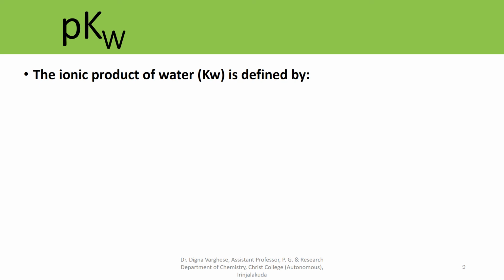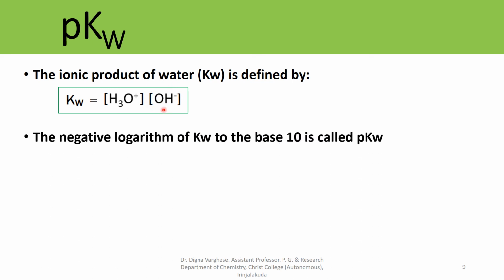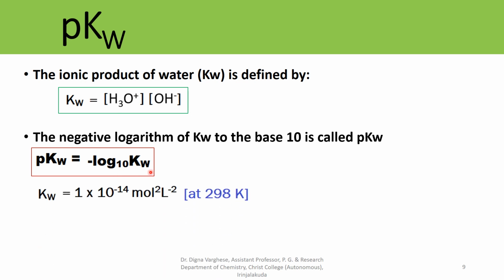pKw. The ionic product of water is defined by Kw, which is equal to the product of the molar concentrations of hydronium ion and hydroxyl ion. The negative logarithm of Kw to the base 10 is called pKw. Therefore, pKw is equal to minus log to the base 10 of Kw. At 298 Kelvin, the value of Kw is equal to 1 into 10 raised to minus 14 molar square. Hence, we can calculate the value of pKw, that is equal to 14.